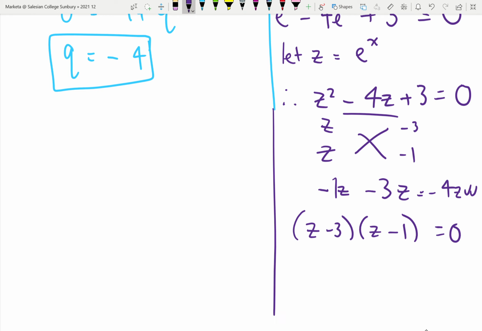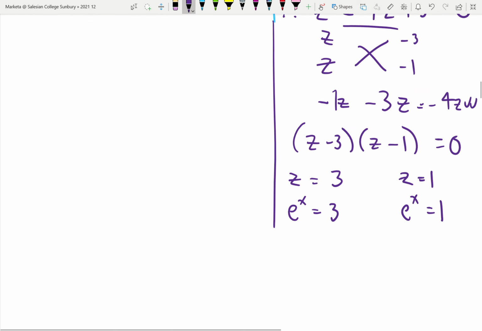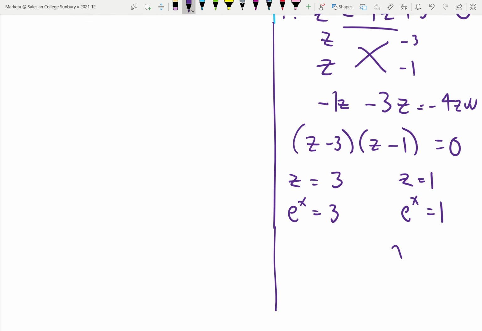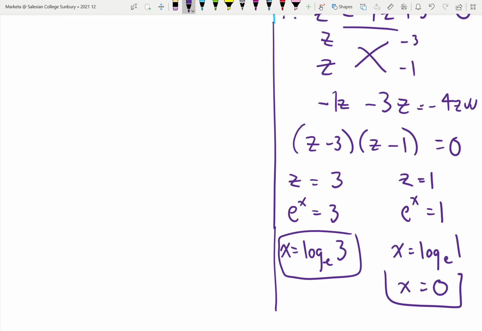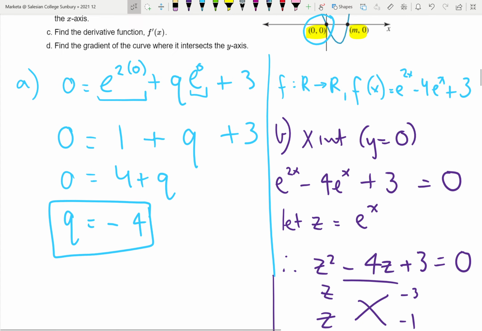Okay, so z minus 3 can equal 0, so z could equal 3, and z minus 1 can equal 0, so z equals 1. And of course z is e to the x. So in this case, x equals log e 1, and anything to the power of 0 equals 1, so x equals 0. And then this one, x equals log e 3. So we've got two answers, two x-intercepts.